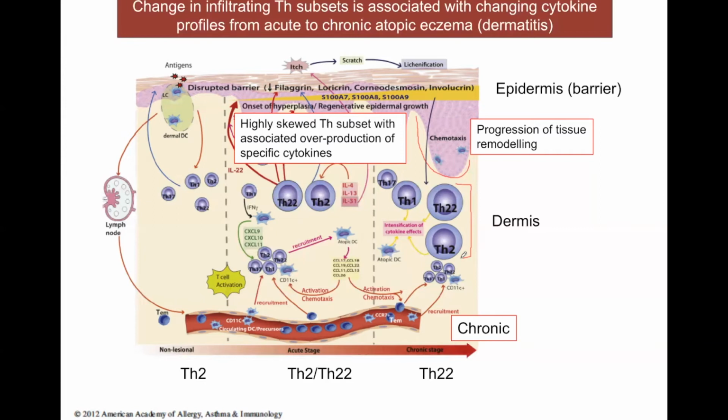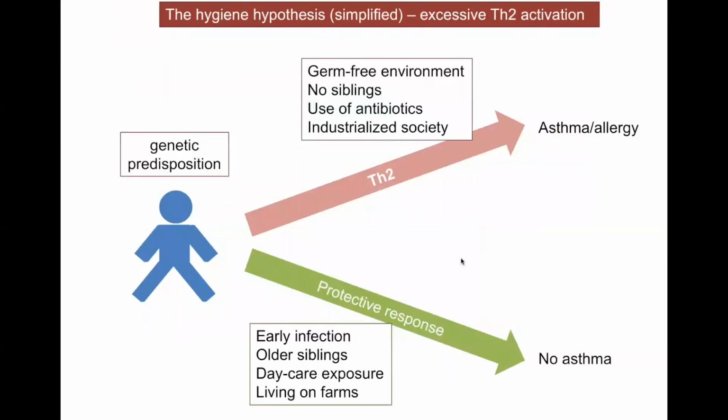So how does this come about? What is the dysregulation of these subsets? Why doesn't this happen in everyone? Why do we only see a few people who are faced with this type of chronic inflammation? One reason is, and this is an idea that's been around for quite some time now, is called the hygiene hypothesis.